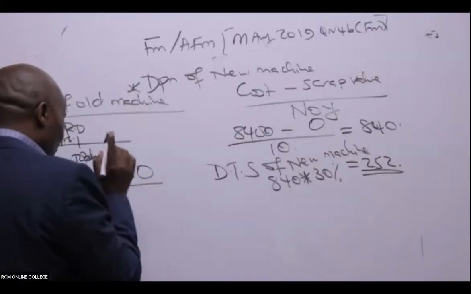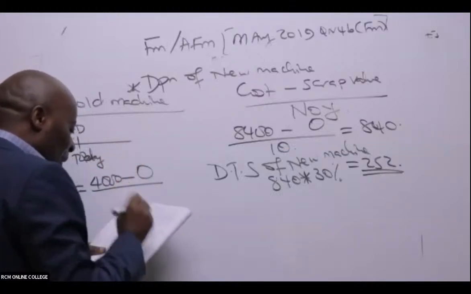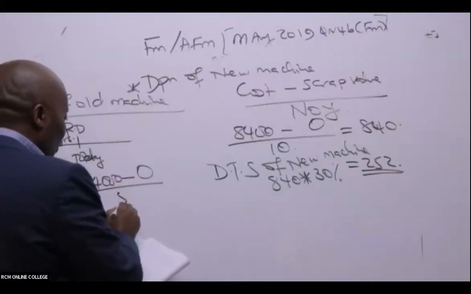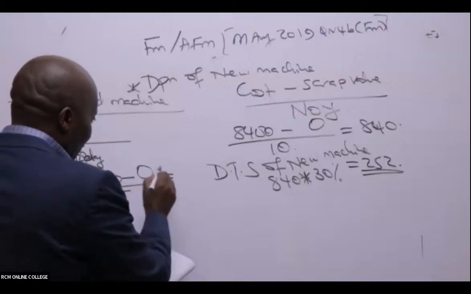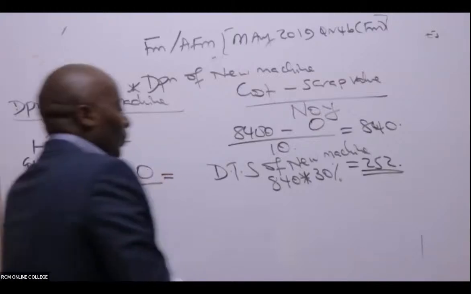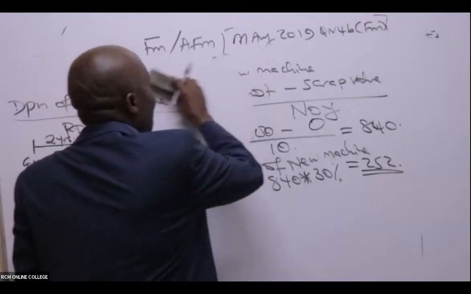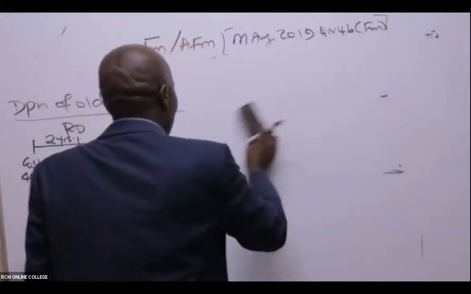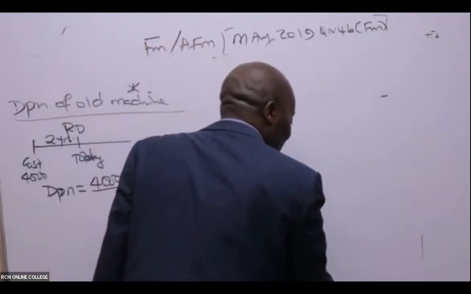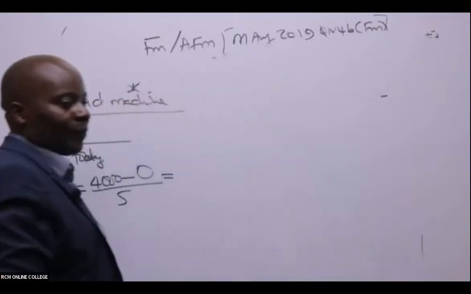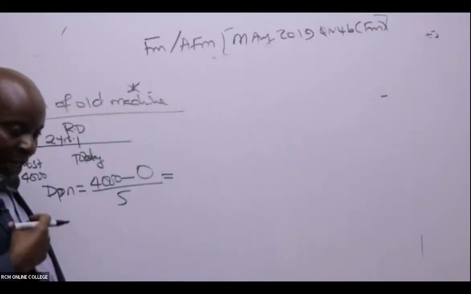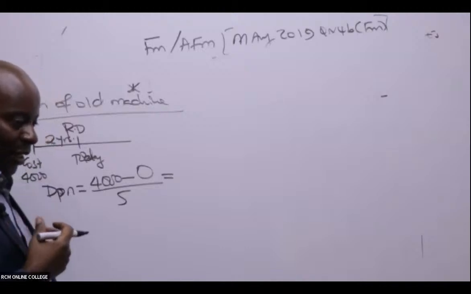Divided by the number of years, which the initial period was 5 years. Are you able to give me this depreciation per annum? Depreciation per annum. 800.